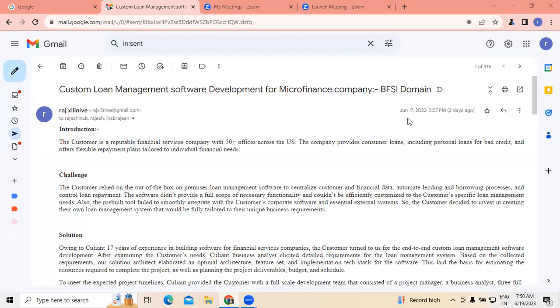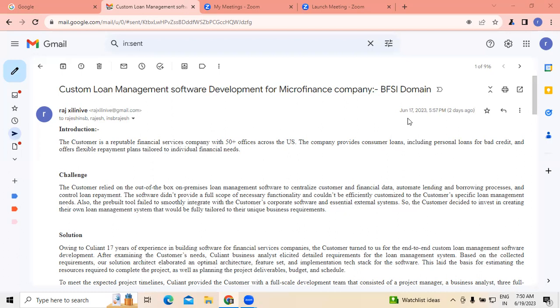Let's get into the topic now. As I mentioned in the beginning, the case study I have taken is developing a custom loan management software by a company called Quliant, an organization with more than 17 years of experience in product development, especially in banking and finance. They are developing an exclusive custom loan management software for one of their clients, a microfinance company.